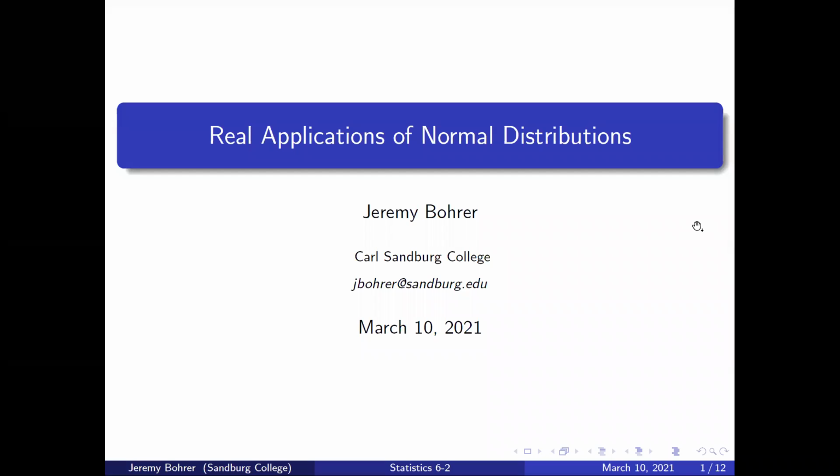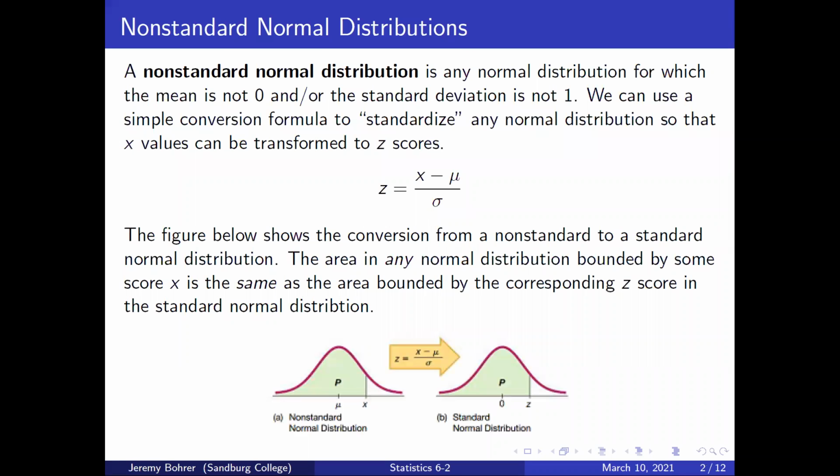In this video, we will discuss real applications of normal distributions. A non-standard normal distribution is any normal distribution for which the mean is not 0 and/or the standard deviation is not 1. We can use a simple conversion formula to standardize any normal distribution so that x values can be transformed into z-scores. Z equals x minus mu over sigma. The figure below shows the conversion from a non-standard to a standard normal distribution.